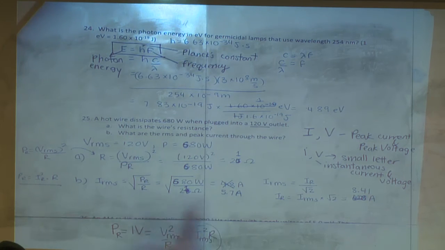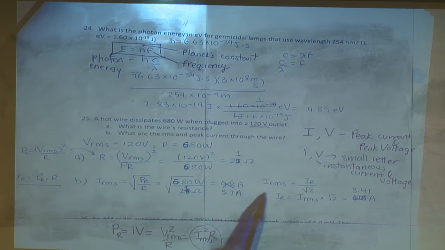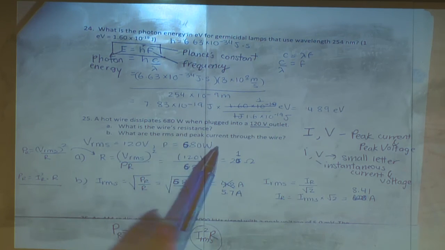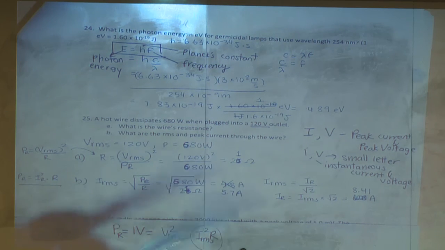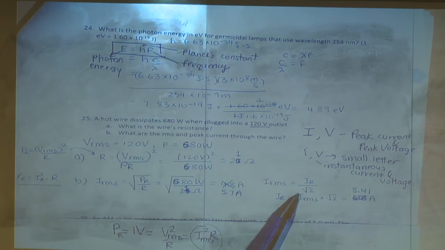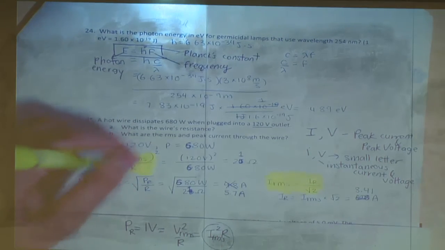Once we have our current in root mean squared, the I RMS, we use that because we also have to calculate the peak current, right? So we use the relationship between RMS and the peak current to figure out the value of the peak current, basically. And this formula is given in your textbook. So this is an important formula.